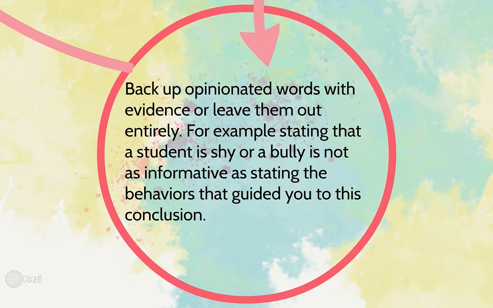This is really important. I want you to be able to back up opinionated words with evidence, or leave them out entirely. For example, stating that a student is shy or a bully would not be as informative as stating the behaviors that guided you to this conclusion. Additionally, parents probably aren't going to want to hear these words used with their students, so if you can think of another more accurate way to describe the student's behavior, that's always the best route to go when writing present levels of performance.